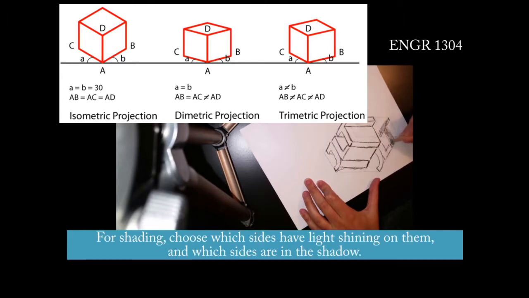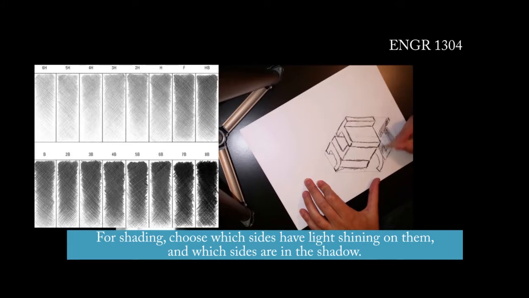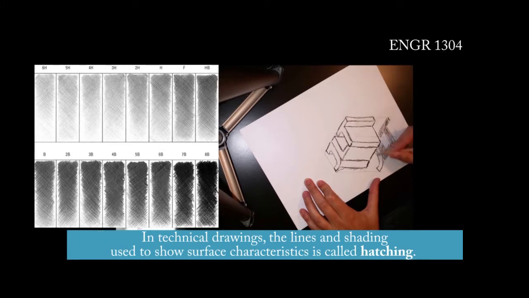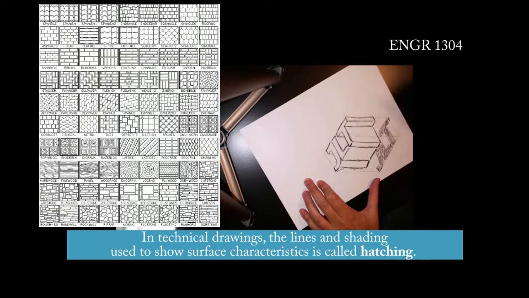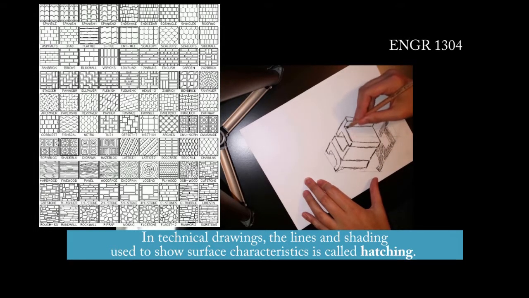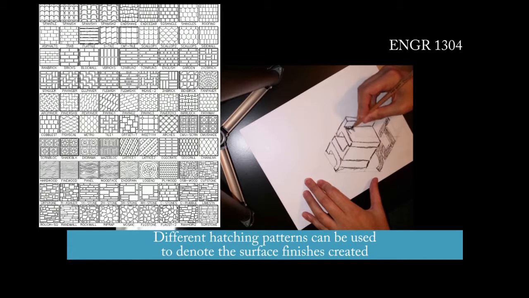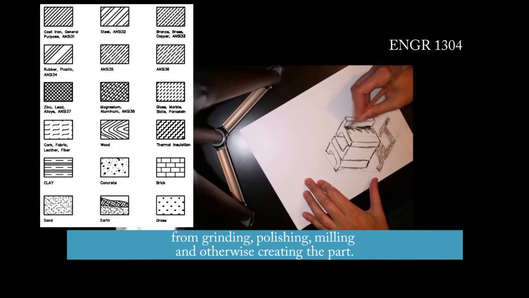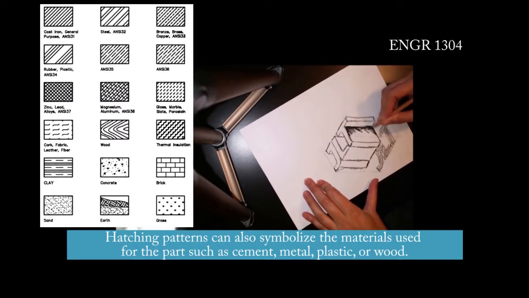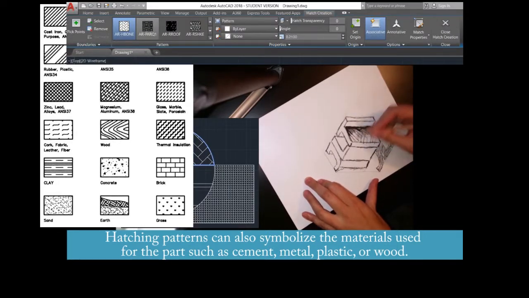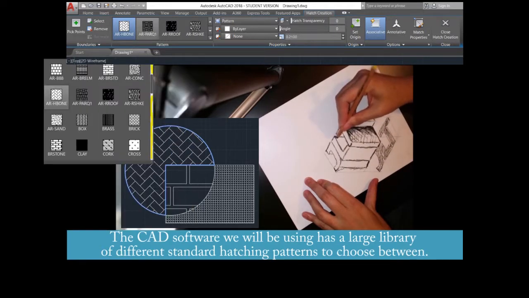For shading, choose which sides have light shining on them and which sides are in the shadow. In technical drawings, the lines and shading used to show surface characteristics is called hatching. Different hatching patterns can be used to denote the surface finishes created from grinding, polishing, milling, and otherwise creating the part. Hatching patterns can also symbolize the materials used for the part, such as cement, metal, plastic, or wood. The CAD software we will be using has a large library of different standard hatching patterns to choose between.